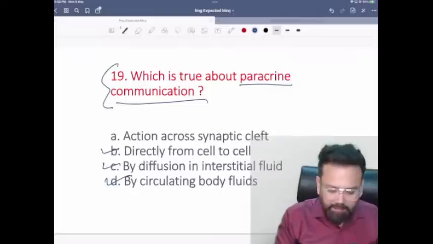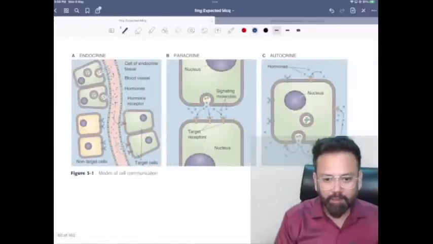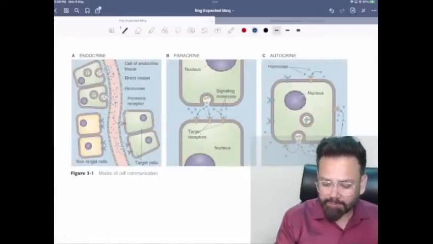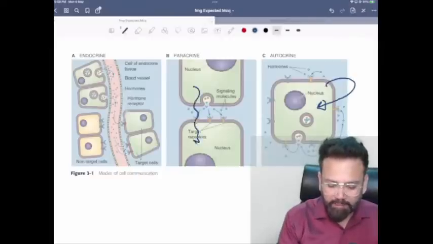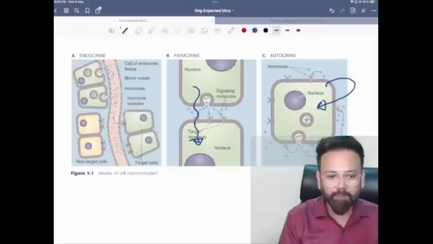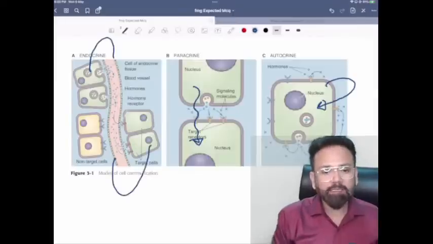The answer is B. Cell to cell. See this diagram. If a cell is stimulating its own, it is autocrine. If one cell is stimulating the other, it is paracrine. And if something goes in the blood circulation and activates the target cell, it is endocrine.